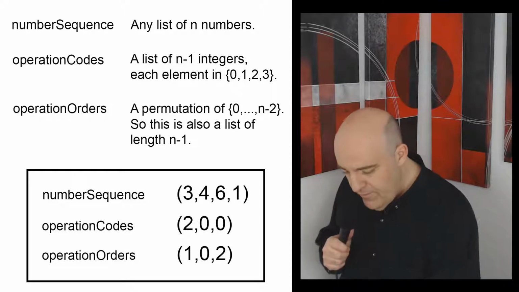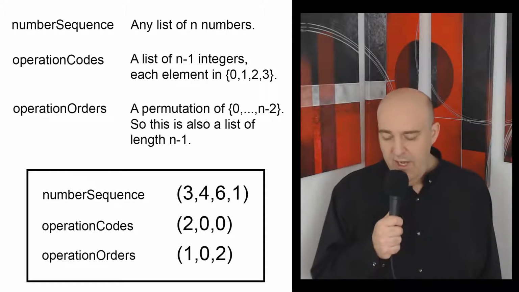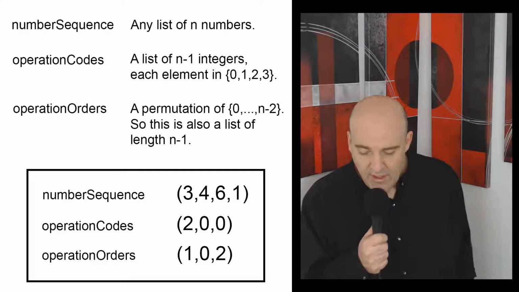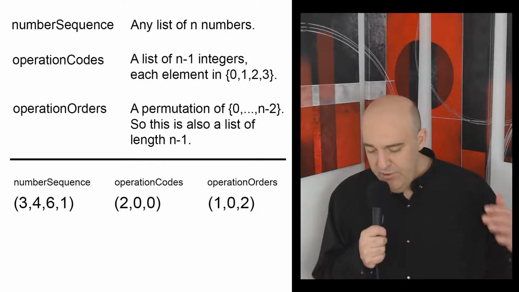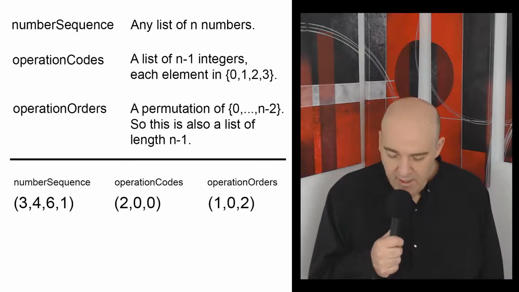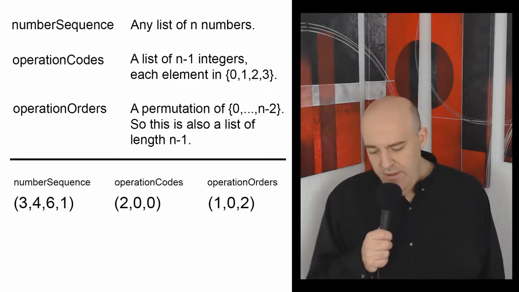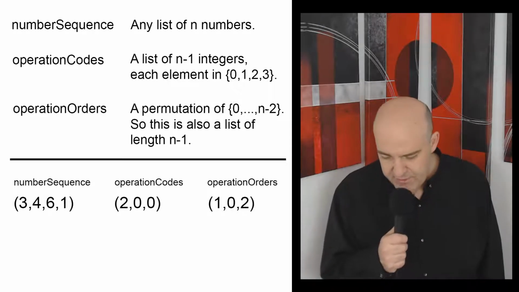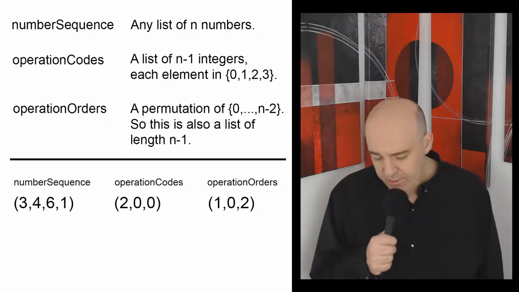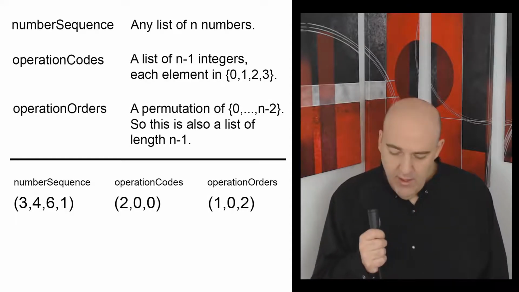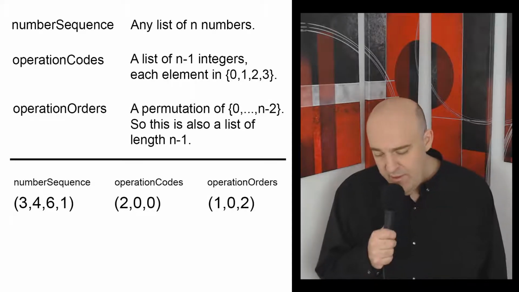All right, so if we imagine we have a recursive function that we've defined that will go through each operation one by one, I think this is how things are going to turn out. We start with the number sequence, which is 3, 4, 6, 1, operation codes 2, 0, 0, and operation orders 1, 0, 2. We first look at the first element of operation orders, which is a 1.